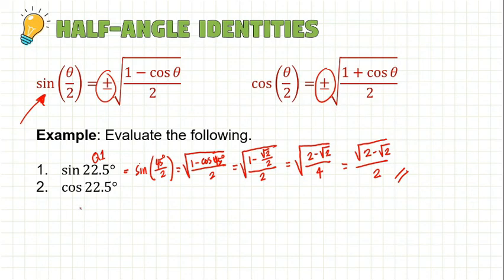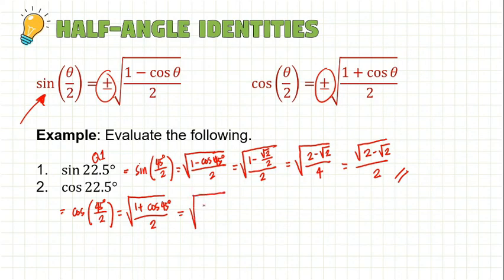For cosine 22.5 degrees, the same process. We can have this one as cosine 45 degrees over 2. Again, 22.5 degrees is in quadrant 1, so the sign of cosine in quadrant 1 is positive, right? So we will have 1 plus cosine of 45 degrees all over 2, with a positive square root. So from that, we will have square root of 1 plus cosine of 45, which is square root of 2 over 2, all over 2.